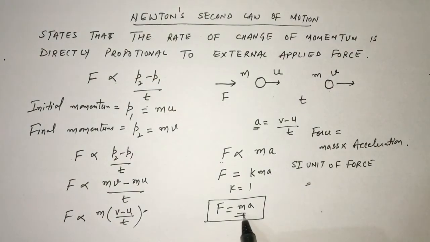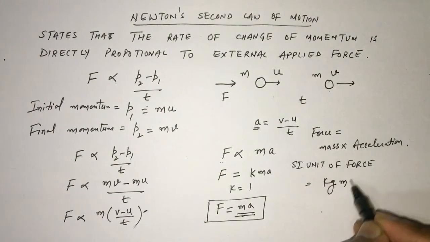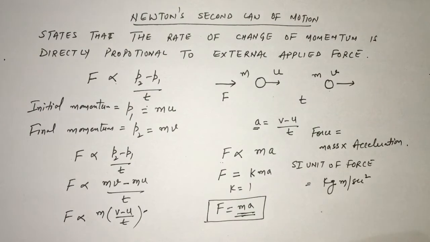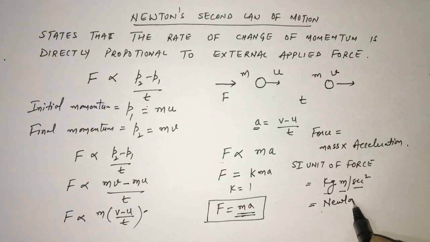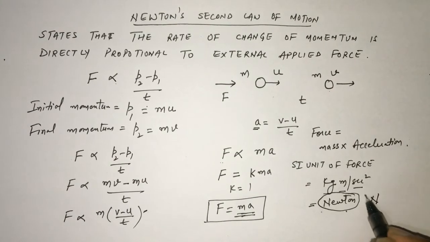Now, the SI unit of force. According to the formula, F equals ma. The SI unit of mass is kilogram. For acceleration, it is meter per second square. Kilogram meter per second square is also called Newton. So the SI unit of force is Newton, denoted by capital N.